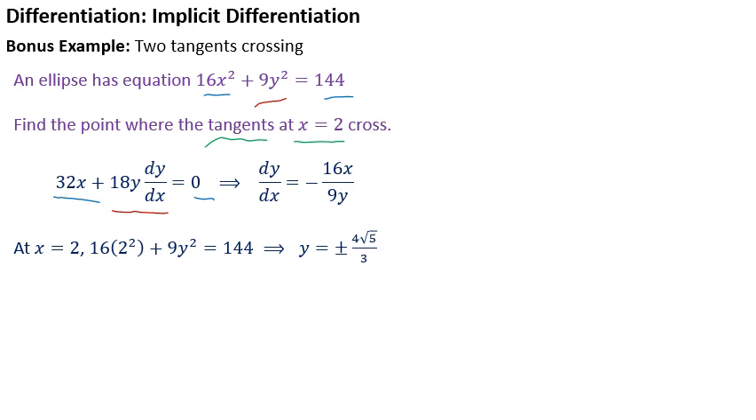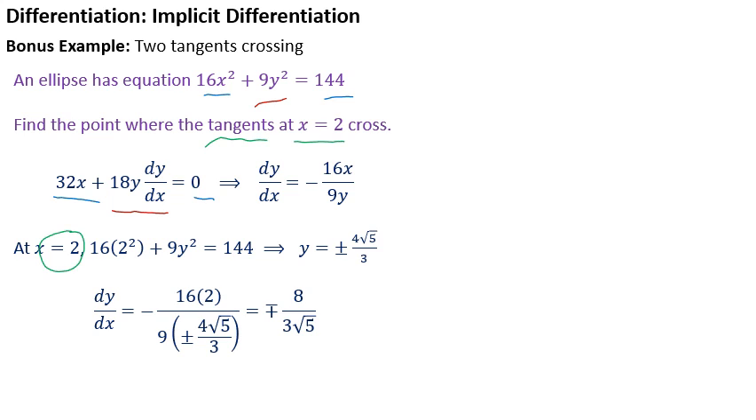But those two y-coordinates will contribute to two different gradients. So that's the next thing we do. We take our x value of 2 and our y value of either 4 root 5 over 3 or minus 4 root 5 over 3, and we throw those both into the differential equation, dy by dx equals minus 16x over 9y. That simplifies down a little bit. You'll notice something weird has happened with the plus minus sign. Because it was minus 16x over 9y, that effectively flips the plus and minus.